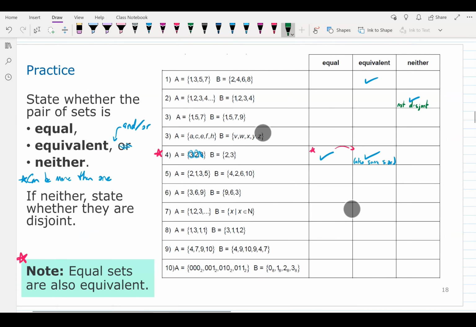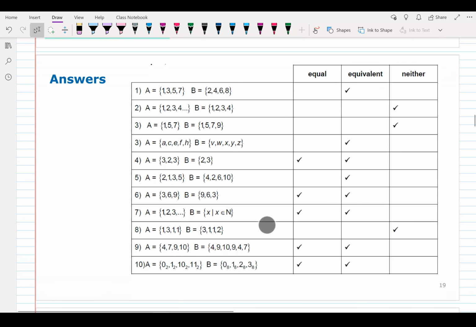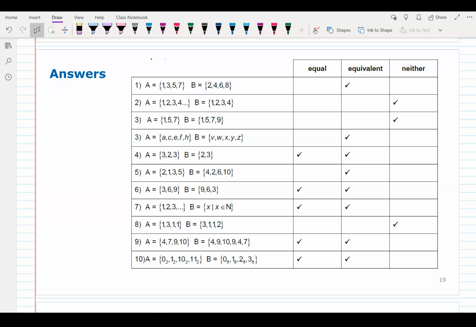Okay? So on the next page, it's got whether they're equal, equivalent, or neither. And I'll just say if they're disjoint or not. I'll just add an extra column D, and I'll put a check mark or not for the neither ones. So the first case, they are not disjoint. For the third case, they're not disjoint. They have elements in common. And for the 8th case, once again, they're not disjoint because they do have elements in common.